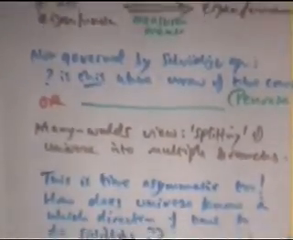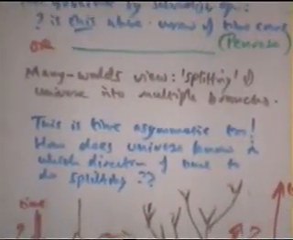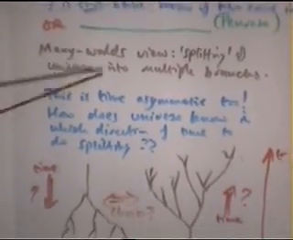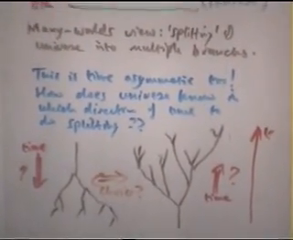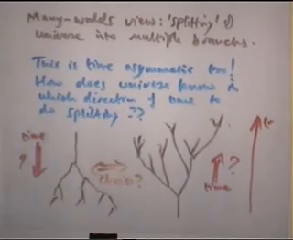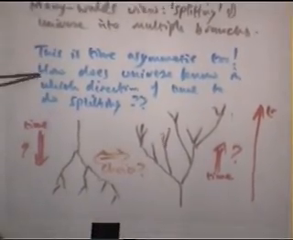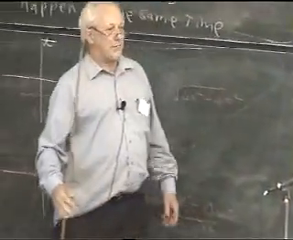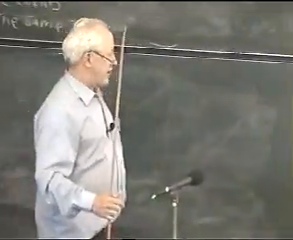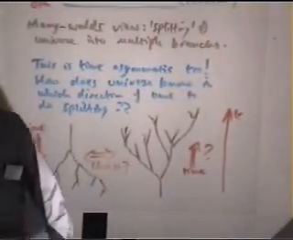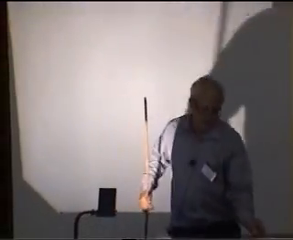Now, some people don't believe in collapse of the wave function. Instead, they believe in the many worlds view, where there's a splitting of the universe into multiple branches. That's an attempt to get around the measurement problem in quantum mechanics. This is time asymmetric too. How does the universe know in which direction to do its splitting into multiple branches? You don't solve the arrow of time problem by going to multiple universes.